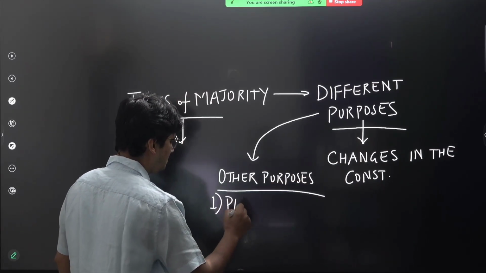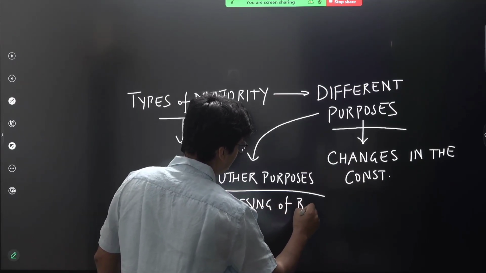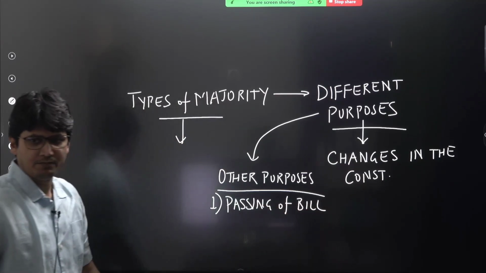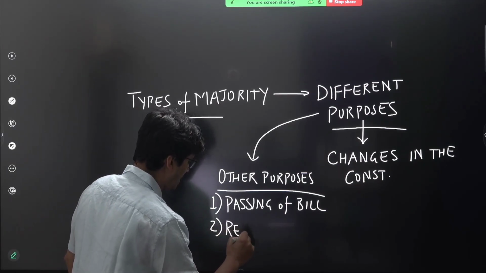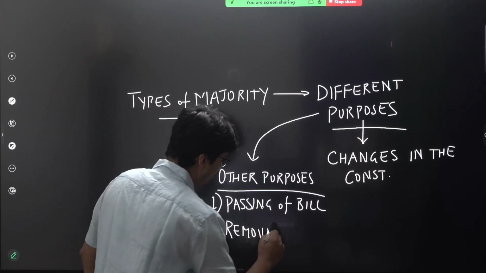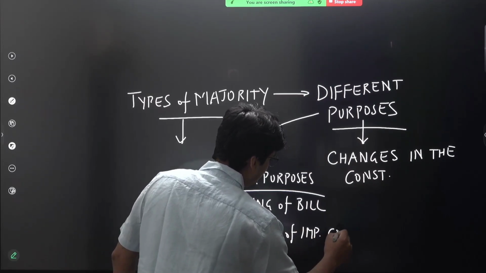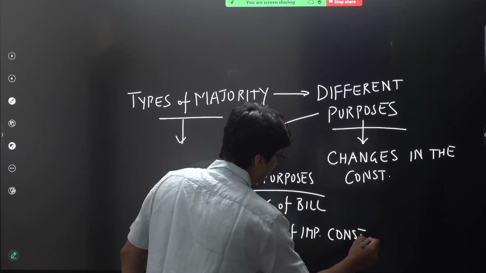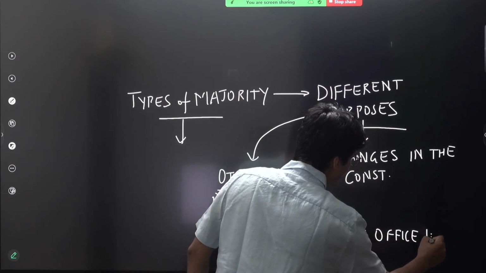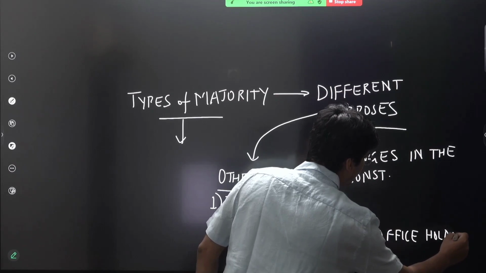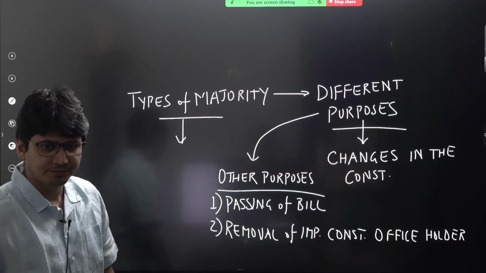Passing of bills, right? Other purposes include removal of important constitutional office holders, such as removal of the president, removal of judges, removal of the chief election commissioner, right?